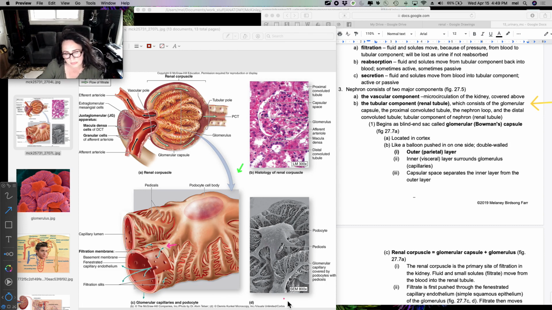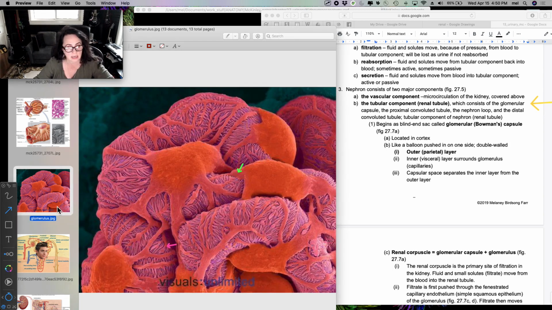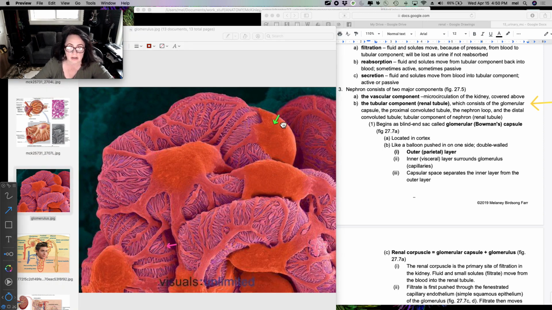And this is a cool figure that actually shows you a scanning electron micrograph of that. And then this is a colorized scanning electron micrograph, which is super cool. So what you're looking at here is the podocyte cell and these filtration slits between the feet. So you're looking right here at the visceral layer of Bowman's capsule, and Bowman's capsule is also called the glomerular capsule, but it's not called the glomerulus. Okay, all right.